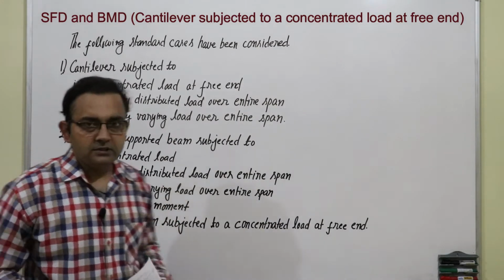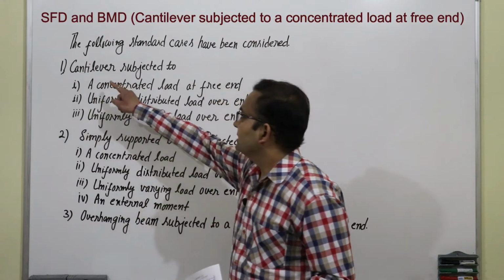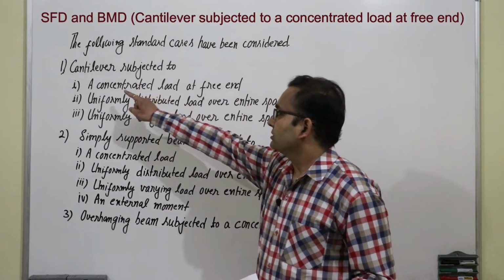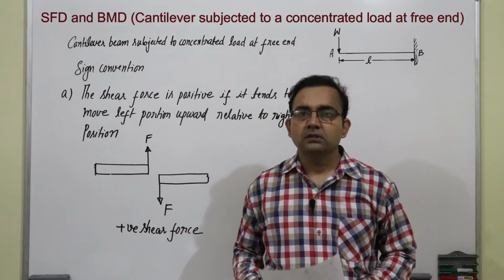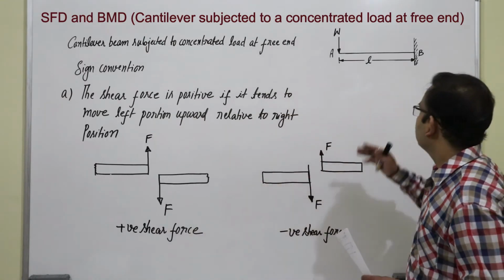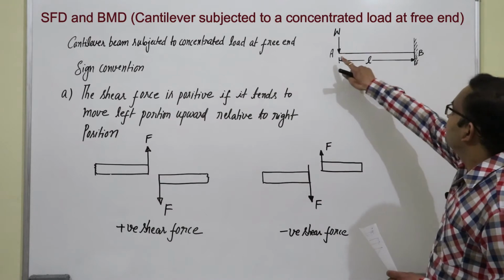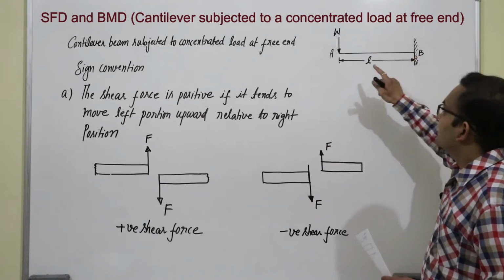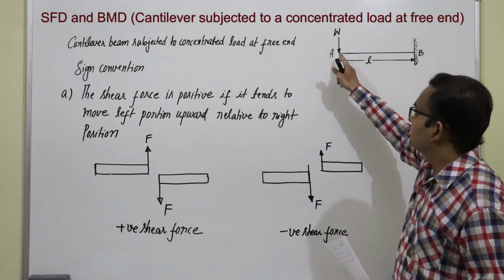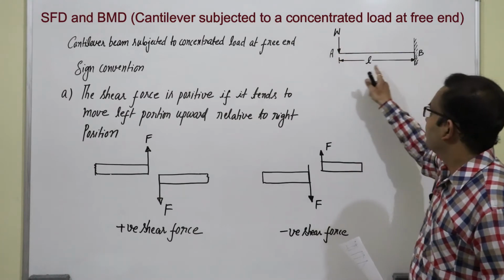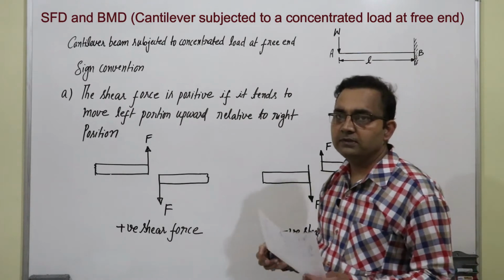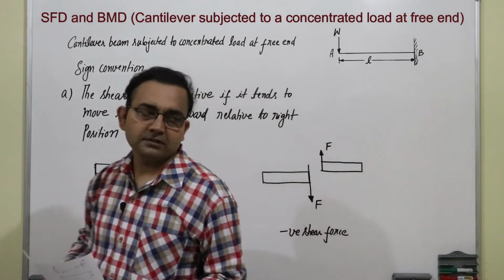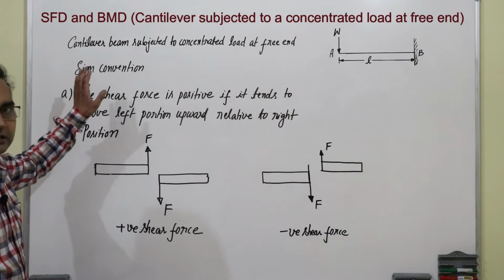So, in this video we will discuss the first case, cantilever beam subjected to a concentrated load at free end. Now, we will solve this question. This is a cantilever beam, AB is a cantilever beam and weight W is applied at the free end. Length of the cantilever beam is L. Before starting this numerical, we will understand the sign conventions. So, these are the sign conventions.